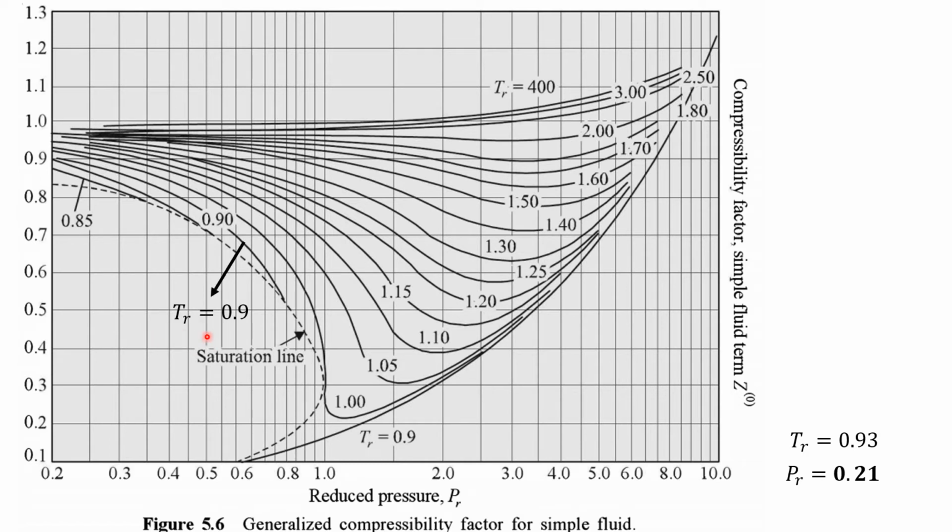So this line corresponds to Tr equal to 0.9. From here we can draw a vertical line which will cut this Tr equal to 0.9, and a little bit higher we can go. Anyway, 0.9 and 0.93 all lines will merge at this point. So this is the value of Z naught, which is nearly equal to 0.9.